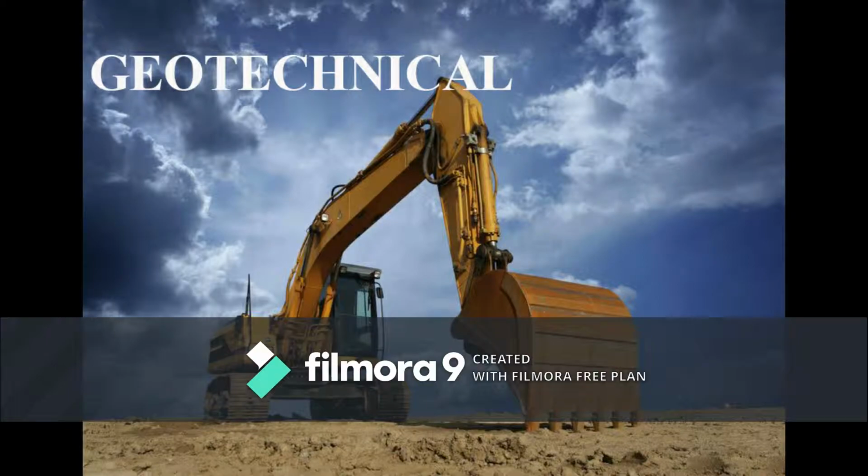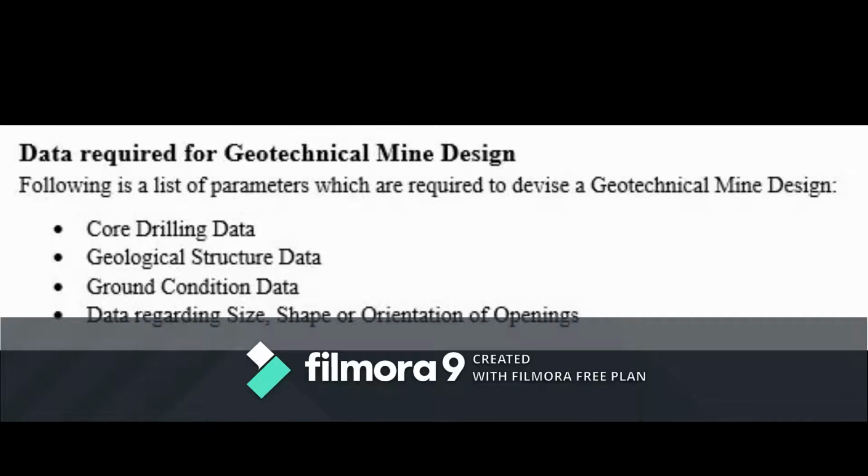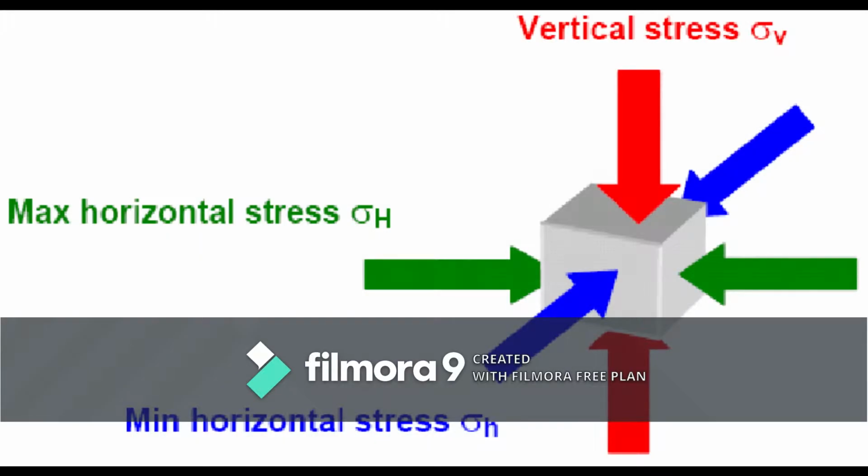In the next section, we have to know what data is needed for a geotechnical mine design. These are some of the required data, or you can say parameters, which should be known to devise a geotechnical mine design. The first one is the core drilling data, second is geological structure data, third is ground condition data, and the fourth is data regarding the size, shape or orientation of the openings. Moving towards our next section.